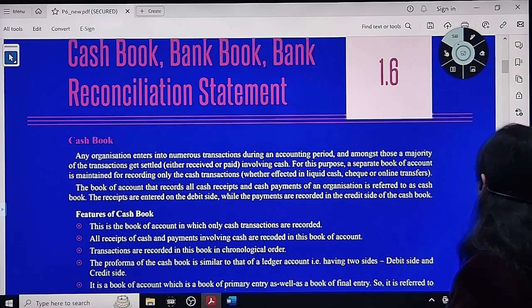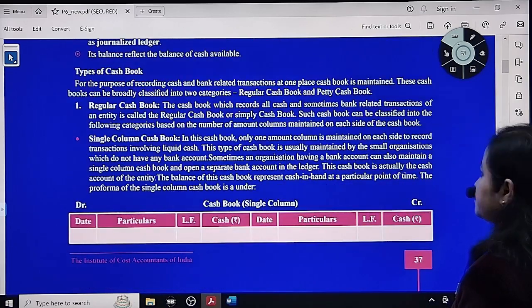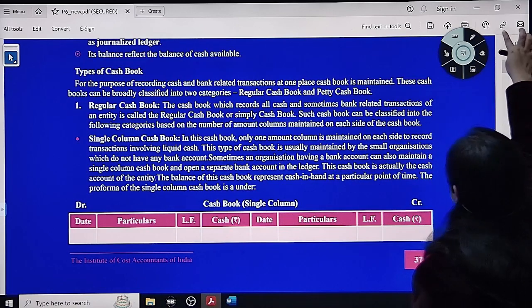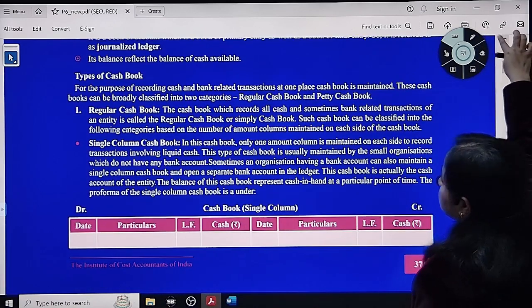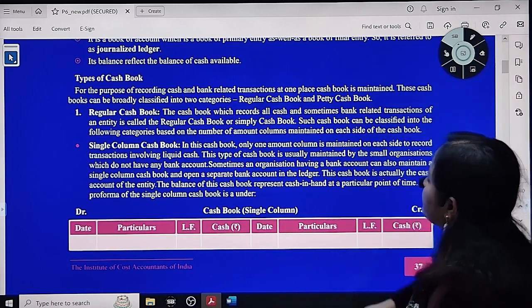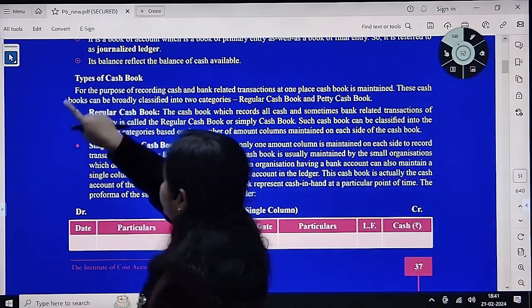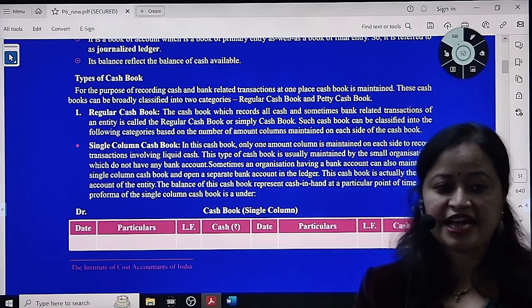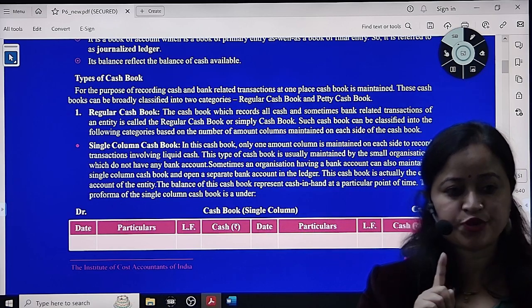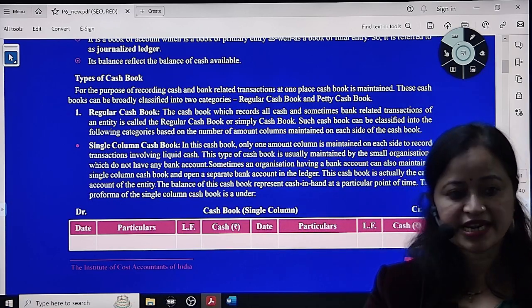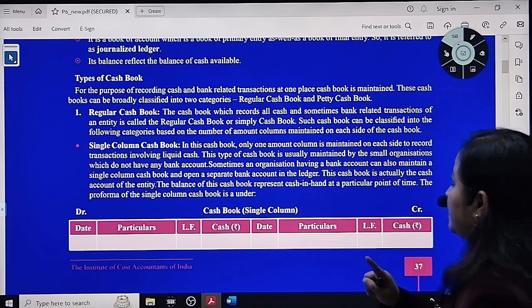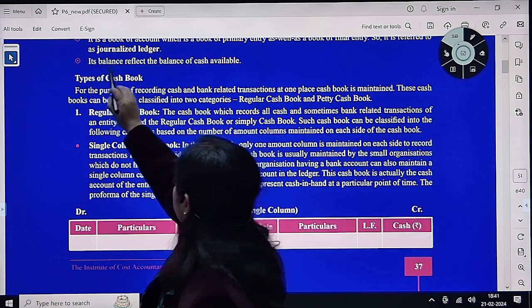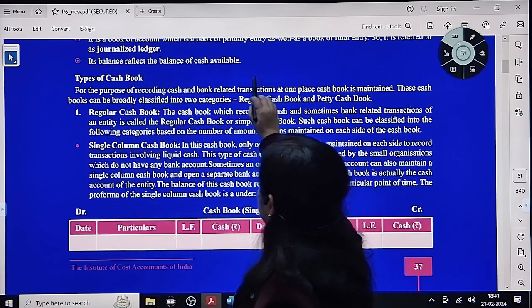It is a book of account which is a book of primary entry as well as a book of final entry. So, it is referred to as journalized ledger. Underline this. This is also called a ledger as well as a journal, so it is called a journalized ledger. Underline this. Its balance reflects the balance of cash available.